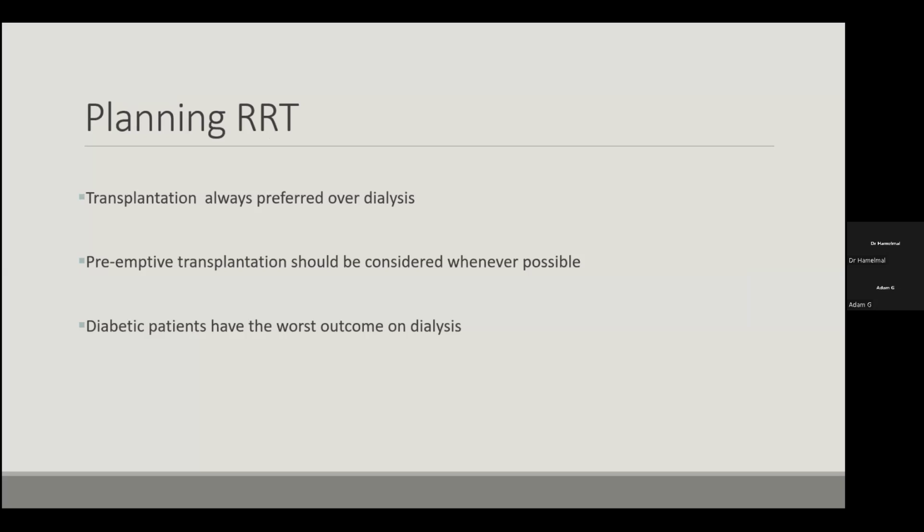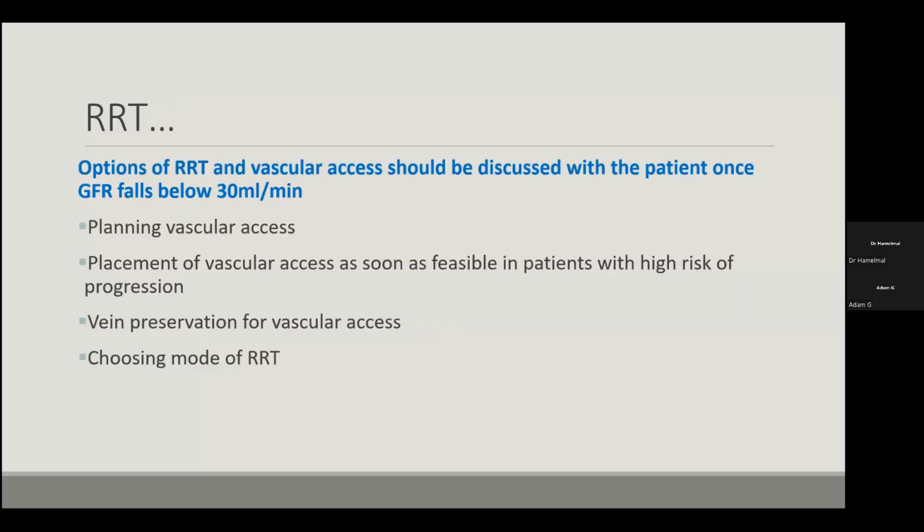Diabetic patients have the worst outcome on hemodialysis. So options of renal replacement therapy and vascular access should be discussed with the patient once GFR falls below 30. Indications for dialysis in patients with CKD are similar to those in AKI. Additional indications may be refractory hypertension with more than 4 drugs if the blood pressure is not controlled, peripheral neuropathy, and extensive pruritus. Otherwise, indications are the same as acute kidney injury.